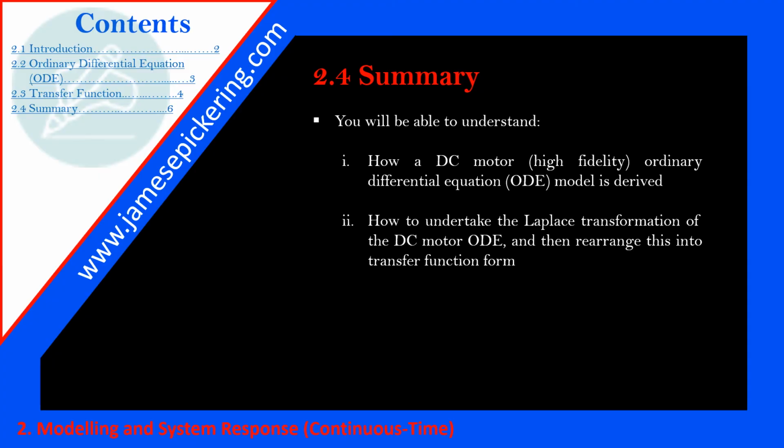So in summary, based on the two parts of the videos, you should now understand how a DC motor high fidelity model, or your differential equation, is derived. That is based on looking at the electrical component and the mechanical component, then undertaking the Laplace transformation, substituting the equations to form one equation, and then algebraically manipulating them, because once you've undertaken the Laplace transformation, we can algebraically manipulate the equation to put it into transfer function form. And we've seen the various transfer function forms, the one for the angular velocity, and also the form if we're just looking at the angle.